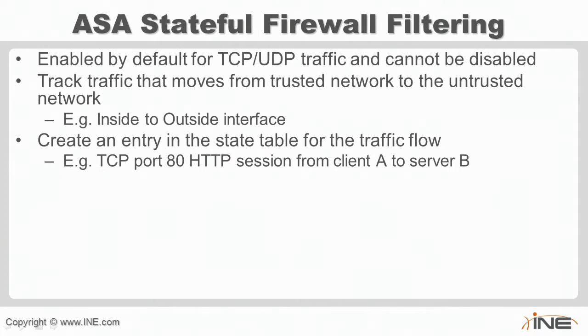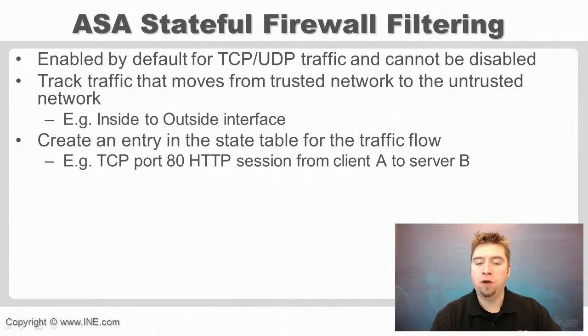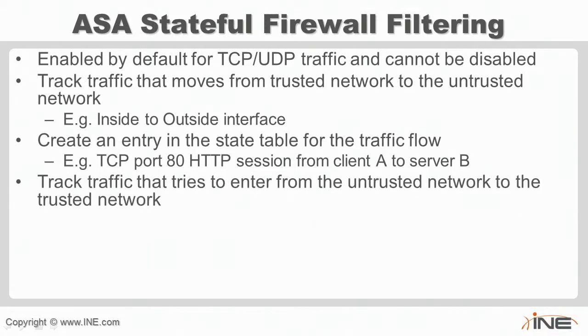So always check the state table first, similar to how the CBAC feature set or the zone-based policy firewall works in the IOS. This is always going to be processed first before we look at the access list, because those are going to be the return flows that we're trying to allow back in from clients that initiated traffic from the inside to out, and then it is returning. So we're also going to track any traffic that tries to come back in the return flow. We create the state as the traffic is leaving.